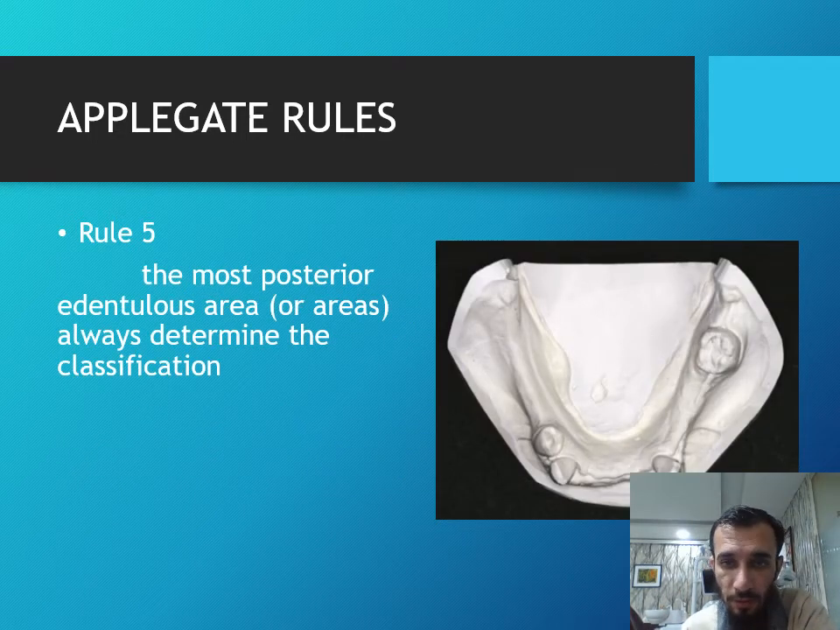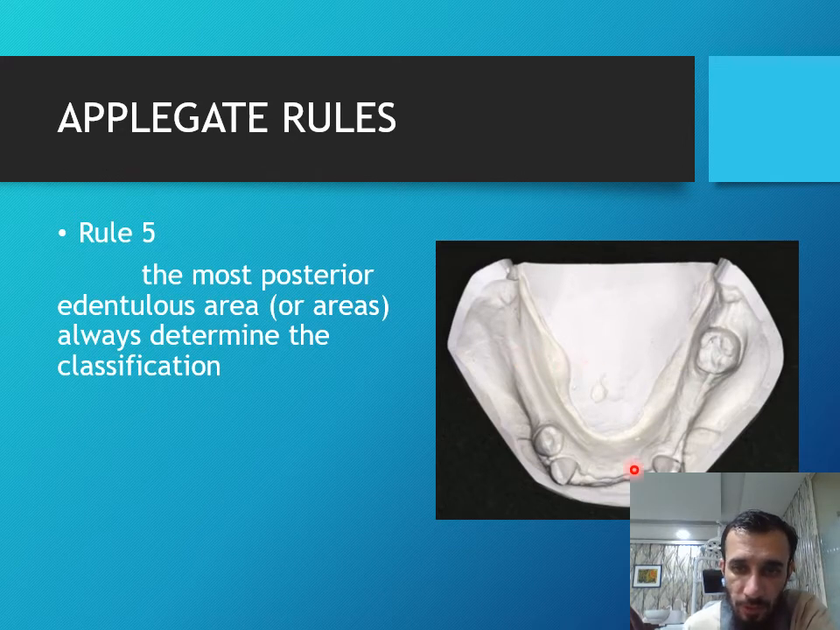Rule number 5, the most posterior edentulous area. Which means a situation like this where you have a free end saddle on one side, a bounded saddle on the other side, and another bounded saddle in the anterior segment. So you have three different edentulous areas. The one most posterior would be the one in which the most posterior tooth is missing. So in this case, you have a free end saddle where there are no posterior teeth present. So this arch would be classified according to this edentulous area, which means this is a Kennedy's class 2.